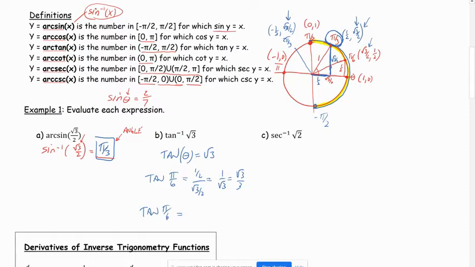Tangent of pi over 3 is root 3 over 2 divided by 1/2, and that is equal to root 3. So that's the one we're looking for. So that means the inverse tangent of root 3 is pi over 3. That's the only angle in this restricted domain, the yellow part that I have highlighted, that has a tangent ratio equal to root 3, at an angle of pi over 3.